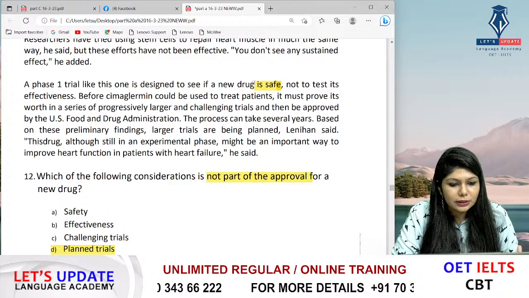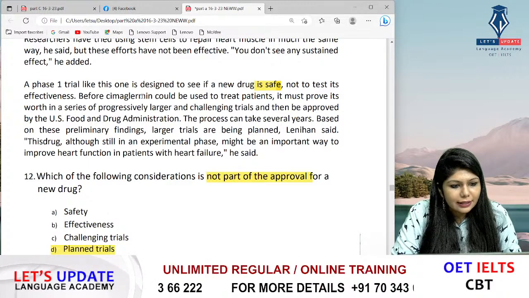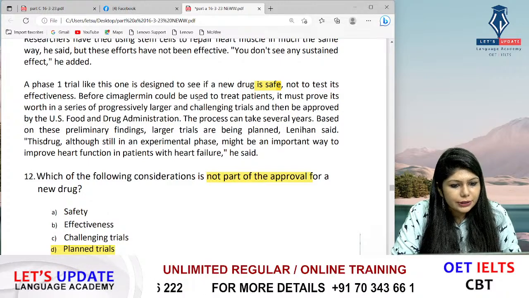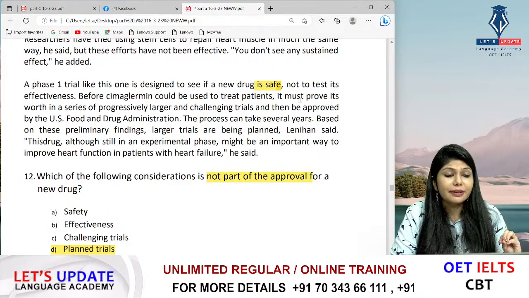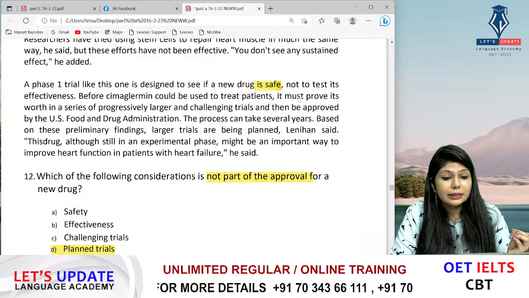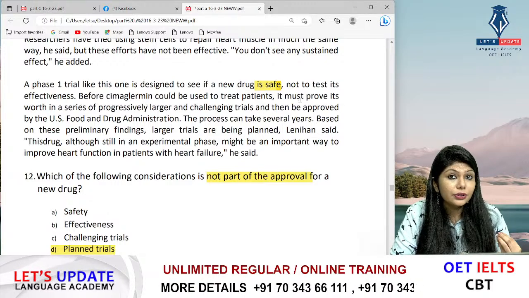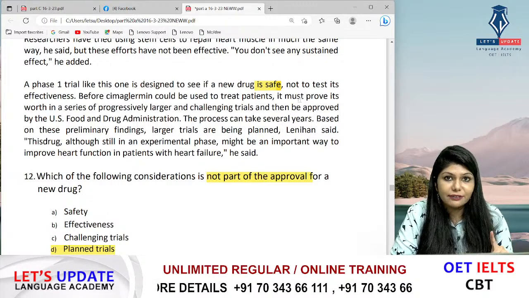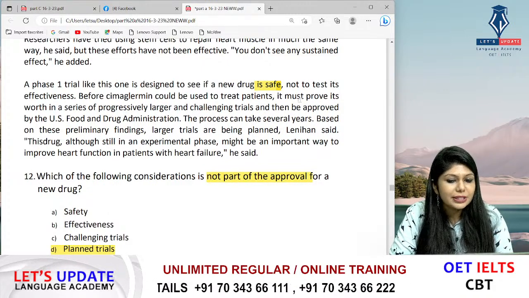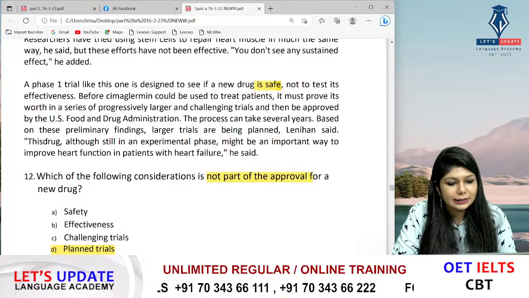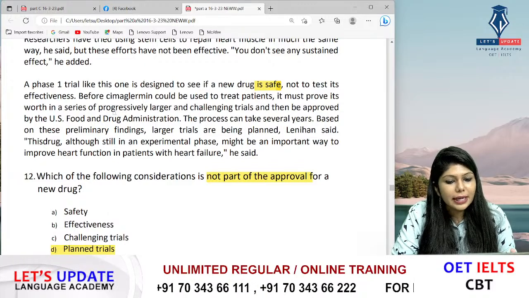And moving to the second one. Before it could be used to treat patients, it must prove it first, not just the effectiveness. They need to see, or it is designed in order to check, whether it's safe. So that's why the safety factor is there. The next sentence: before it could be used to treat patients, it must prove its worth in a series of progressively larger and challenging trials.